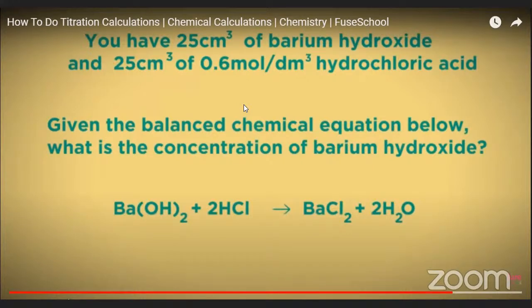You have 25 cubic centimeters of barium hydroxide and 25 cubic centimeters of 0.6 moles per decimeter cubed hydrochloric acid. Given the balanced equation below, what is the concentration of barium hydroxide? Write the equation to remember.